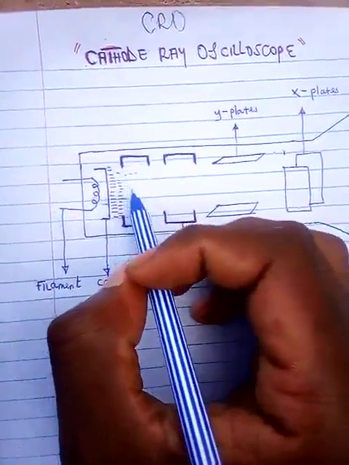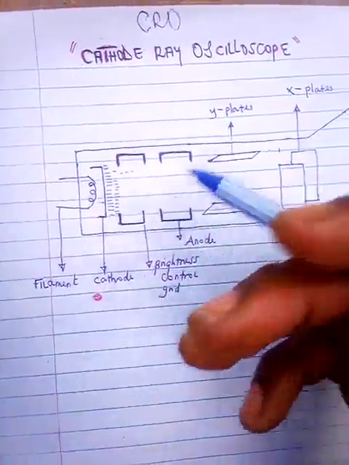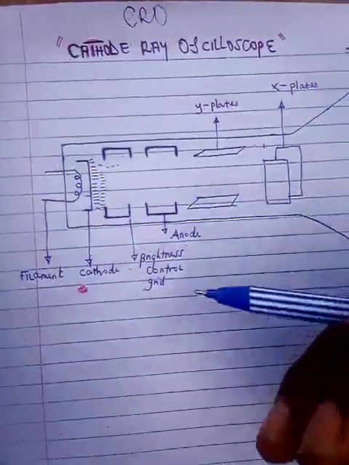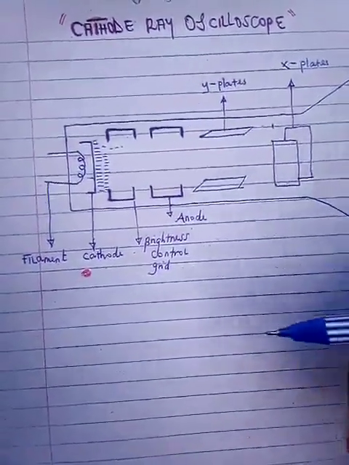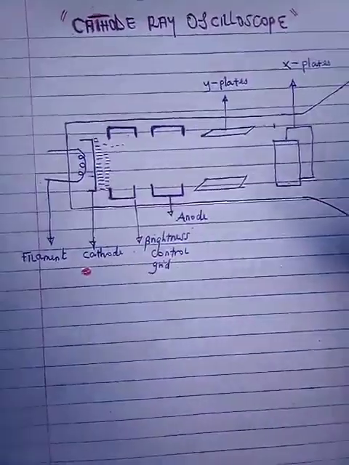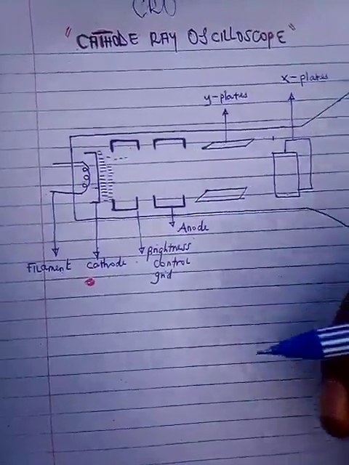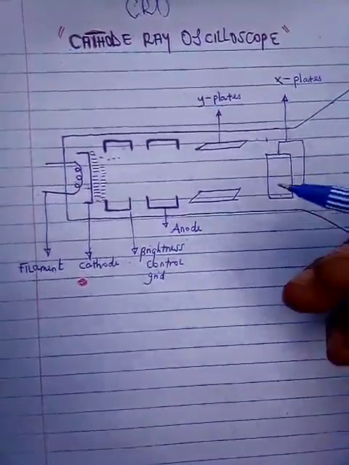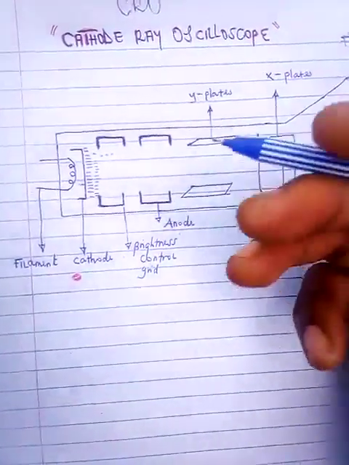Now, one thing that you need to understand is that anytime cathode rays, these streams of electrons, are released, they always move in straight lines. That is one property that you need to understand about cathode rays.